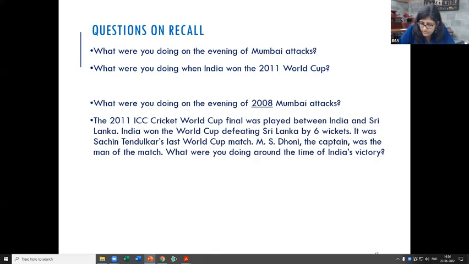So ask, what were you doing in the evening of the 2008 Mumbai attacks? Be specific. Also in the second case, be a little more specific about what happened in that India World Cup, because maybe you've forgotten after 10, 11 years what had happened. And then ask, what were you doing around that time?